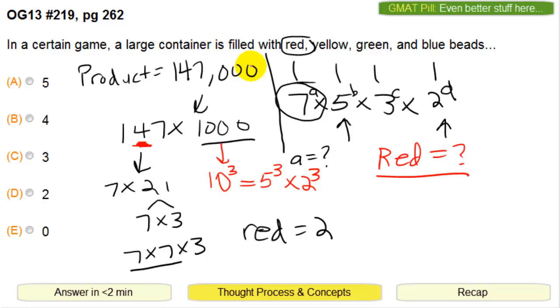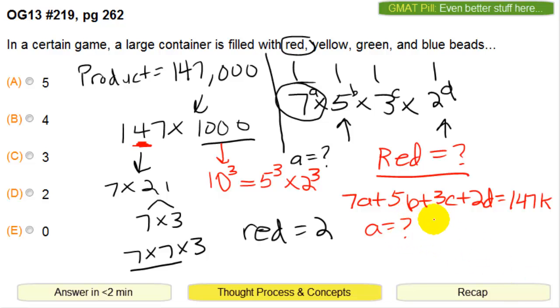Now this question is not to be confused with if the question asked about the sum of the values. So if the sum of the values were some kind of number, like say it were still 147,000, if this question instead asked you what's the sum instead of the product, then you would have basically 7a plus 5b plus 3c plus 2d equals 147k. And then you would be asked, how many red beads are there? Basically, A equals what?